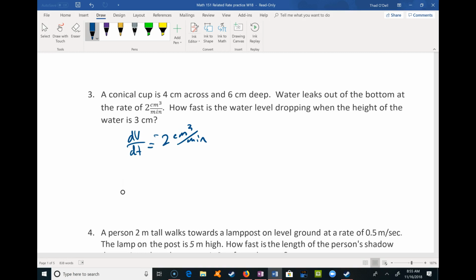Okay, so now, the next thing I usually do is draw my ice box. Because as I'm assigning these variables, I need to find what goes in the ice box and what goes out of the ice box. Like, for example, that 4 centimeters across and 6 centimeters deep. Where does that go?